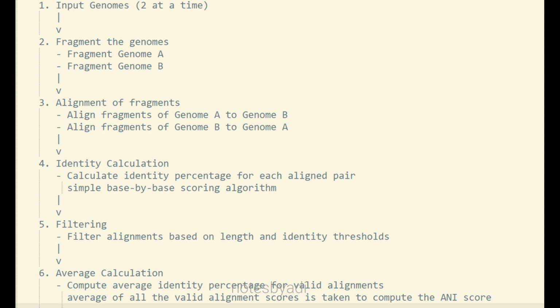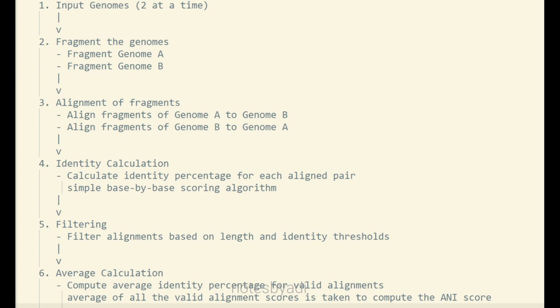The fourth step is to calculate the identity. This is essentially the identity percentage for each of the aligned pairs. This can be calculated by a simple scoring algorithm. I will be showing a very simple base by base calculation algorithm in a few minutes. And this does not have to be a very complicated function. It is just to calculate the score essentially.